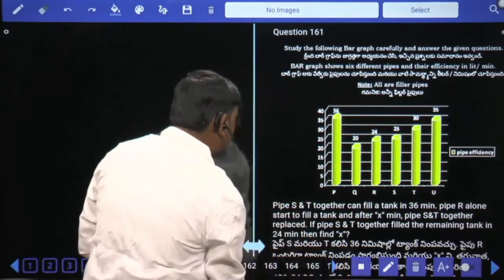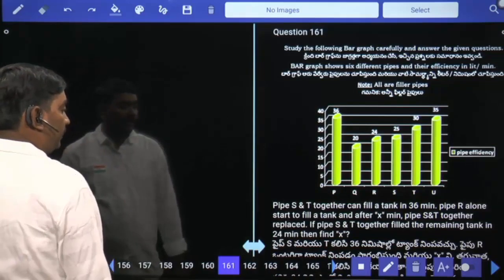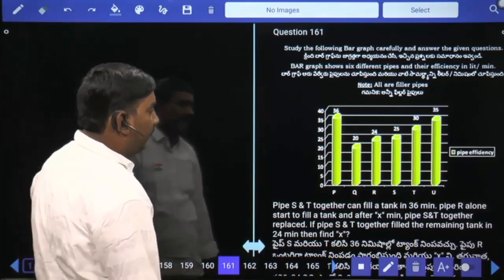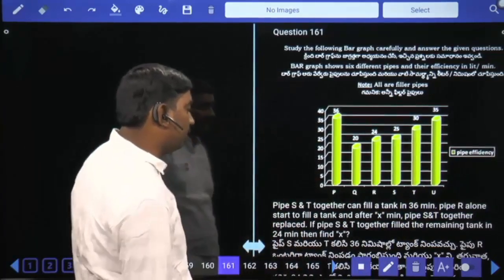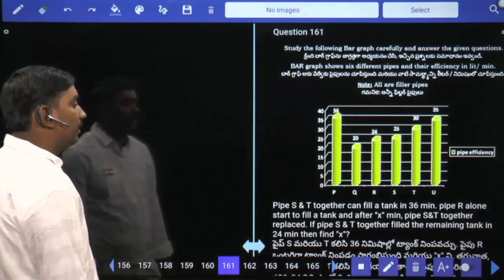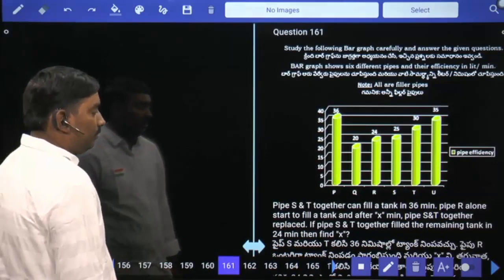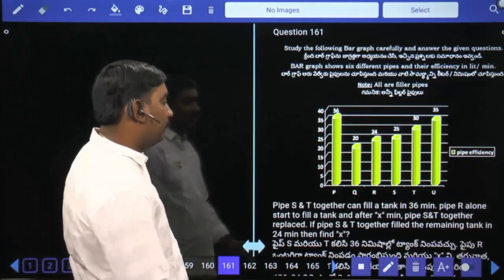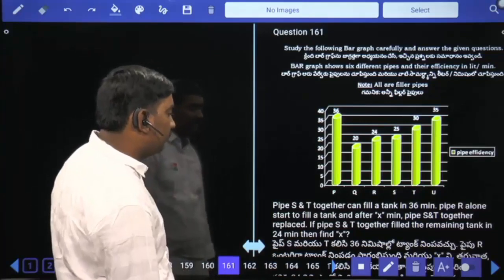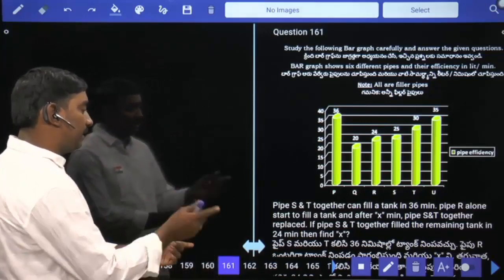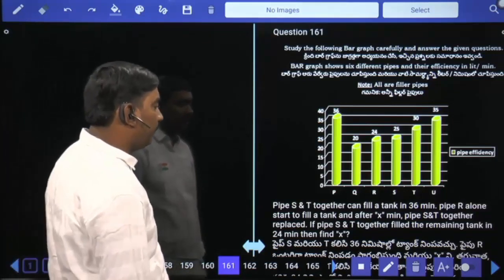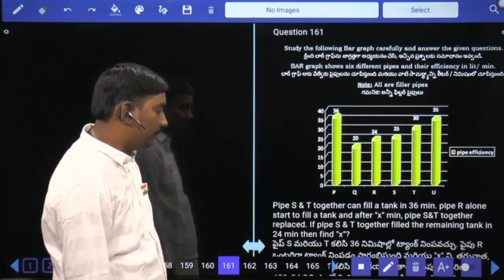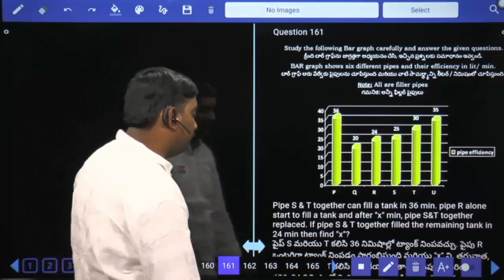The first question: pipes S and T together can fill a tank in 36 minutes. Pipe R alone starts to fill a tank and after X minutes, S and T together replace it. If pipes S and T together fill the remaining tank in 24 minutes, then find the value of X.